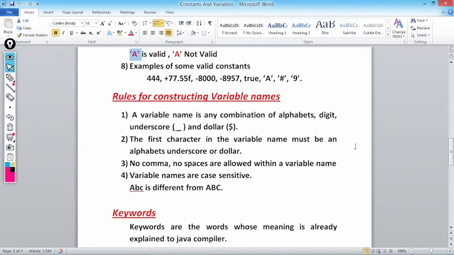So what is a variable? A variable is a name given to a location in the memory, or a place where constants are stored. One thing, make it very clear in your mind: in any language, whether it's C, C++, Java or Python, as many types of constants as there are, there will be as many types of variables. What does it mean? Constants are always stored in variables, and in variables only constants are stored.